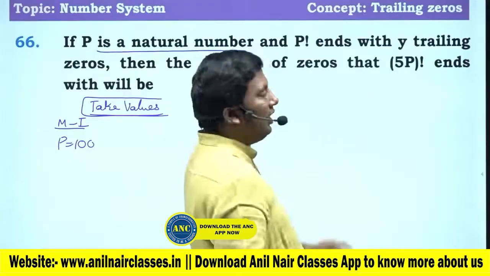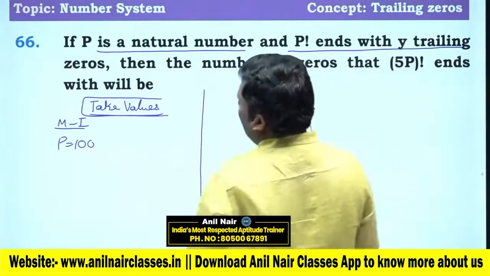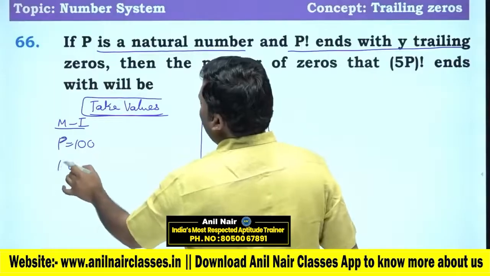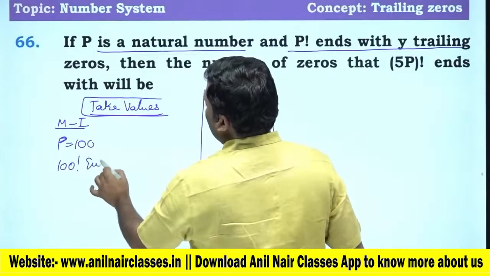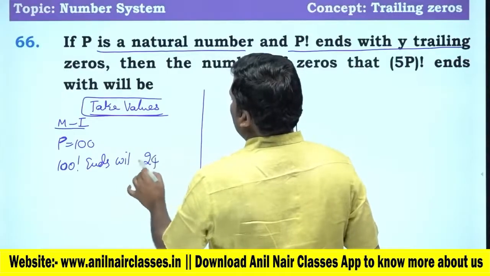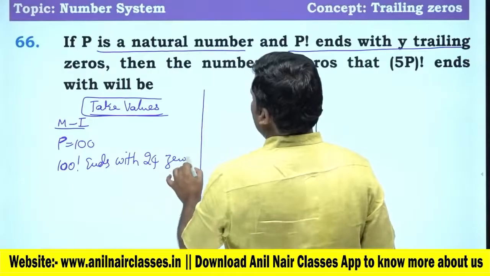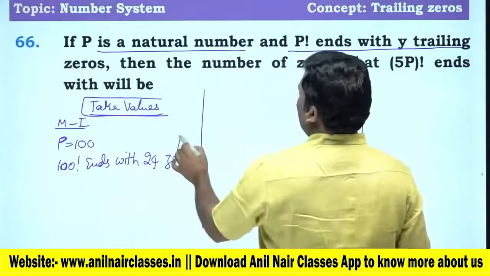P is a natural number, so I can use any natural number. P factorial ends with Y trailing zeros. 100 factorial ends with 24 trailing zeros. Ends with 24 zeros. It is clear. So these are Y.